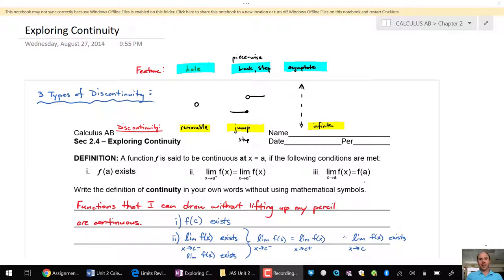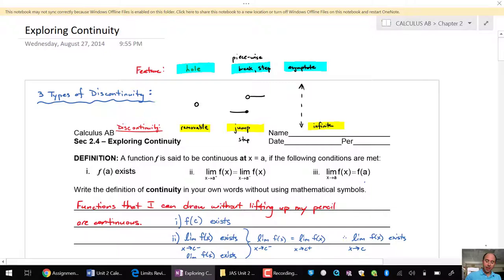Hey everybody, and welcome to Calculus. This video lesson is going to cover the definition of continuity of a function at a point. And through this activity, we're going to explore the different kinds of discontinuities that can exist in functions, and we'll also look at the formal way we prove that a function is continuous at a point.